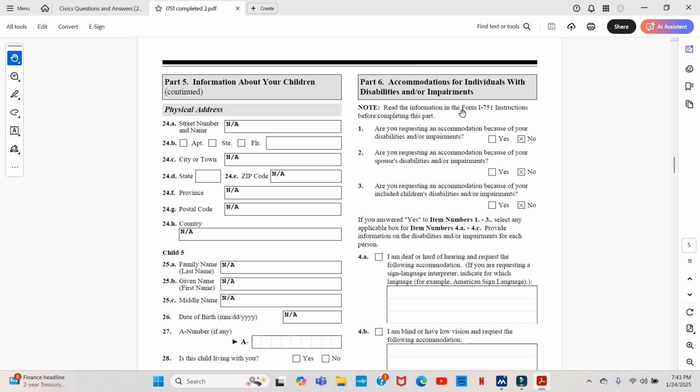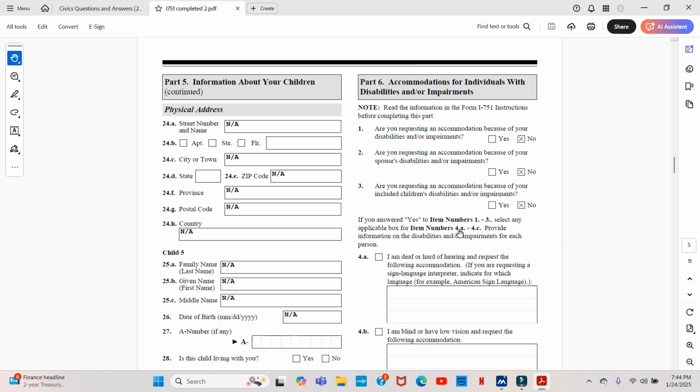Moving on to Part 6, accommodations for individuals with disabilities and or impairments. Read the information in the Form I-751 instructions before completing this part. Are you requesting an accommodation because of your disability and or impairments? Select what's applicable to you. Are you requesting an accommodation because of your spouse's disabilities and or impairments? Select what's applicable to you. Are you requesting an accommodation because of your included children's disabilities and or impairments? Select what's applicable to you.